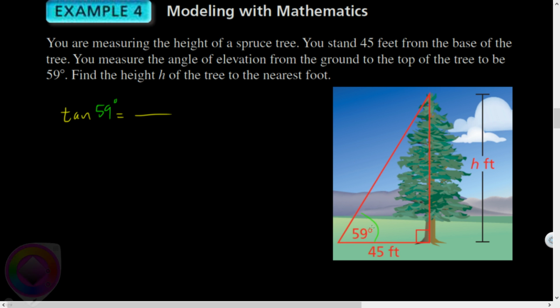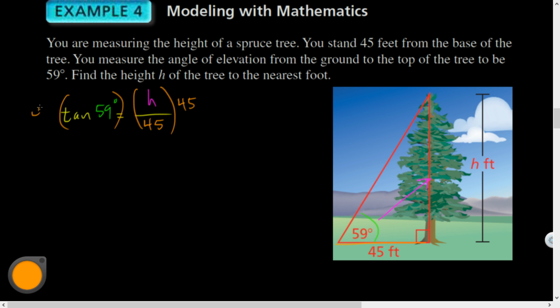So tangent of 59 degrees. What is the opposite, Tyler, from the 59 degree angle's perspective? That would be the H, right? So tan of 59 is equal to H. And the adjacent is the 45. So to solve for H, we'd multiply both sides by 45. And I'm going to get H is exactly 45 times the tangent of 59 degrees, not radians, degrees.